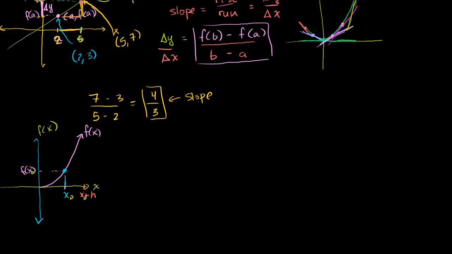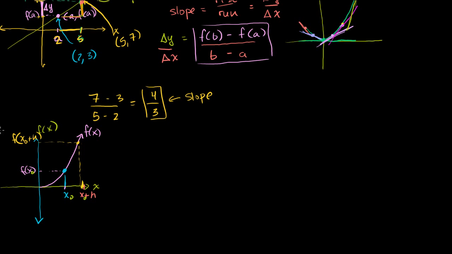And then what is this going to be up here? This point up here. Its y coordinate is going to be f of this x coordinate, which I shifted over a little bit. It's right there. f of this x coordinate, which is f of x naught plus h. That's its y coordinate.